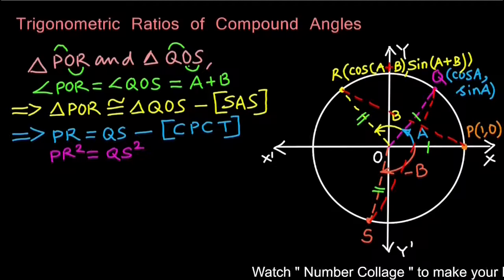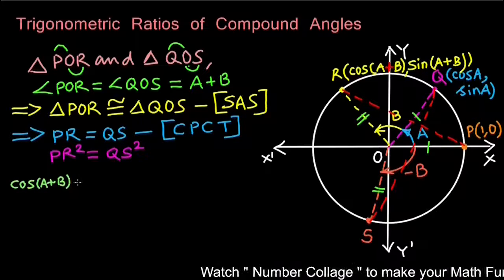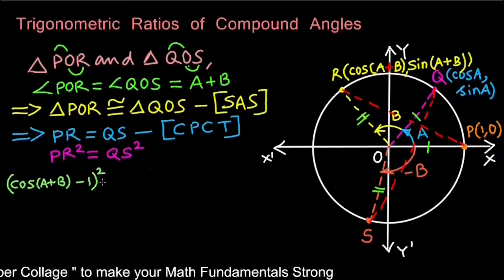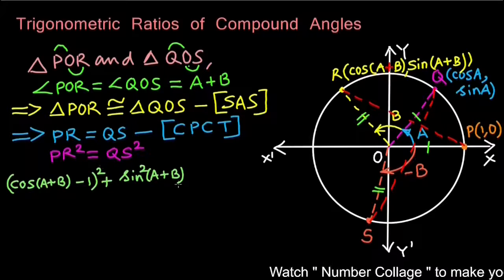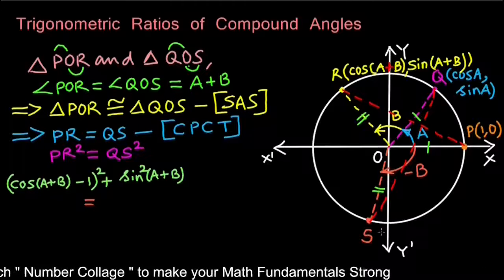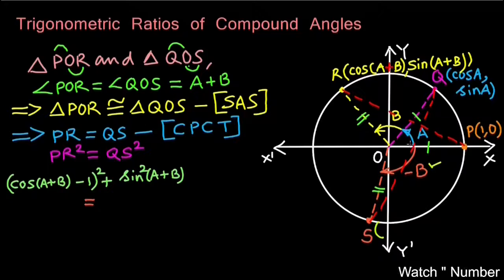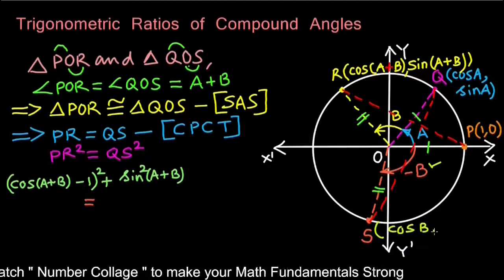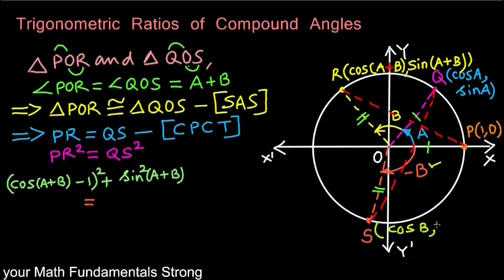Now by distance formula, PR square will be cos A plus B minus 1 whole square plus sin A plus B minus 0 whole square, that will be sin square A plus B, which equals QS square, which will be, here coordinates of point S. Because of this angle minus B, it will be cos of minus B, but cos of minus B is cos B, comma sin of minus B. Sin of minus B will be minus sin B.